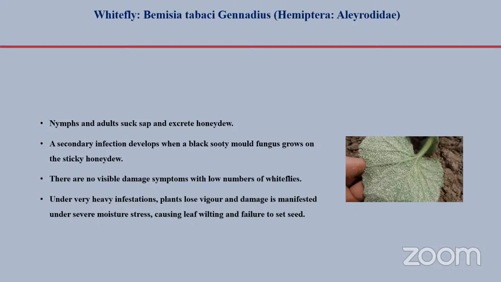So we have seen about this pest in many other crops too. You know that these pests are known to suck the sap from the leaves, and they also excrete honeydew from their anus. And this honeydew later on will develop into black sooty mold fungus.